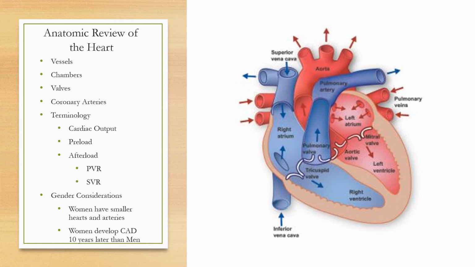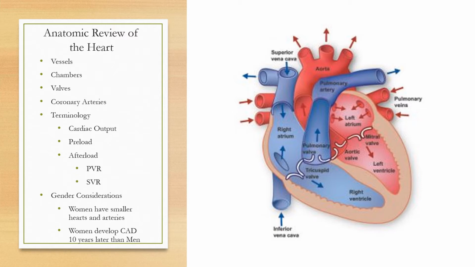What's the afterload of the right ventricle? Well, it's the blood pressure in the pulmonary artery, because that's what it has to force blood out of the right ventricle to get into the pulmonary artery. Okay. What's preload?